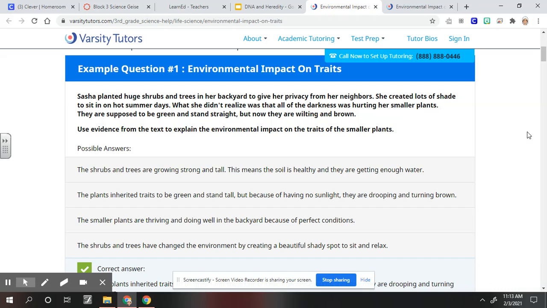Was it genes or was it environmental? So let's look at the possible answers. Take a minute and look at these and see what you think. If you guessed the second, you would be correct. The plants did inherit the genes to be green and stand tall, but because of having no sunlight, they ended up drooping and brown. So definitely an environmental impact.